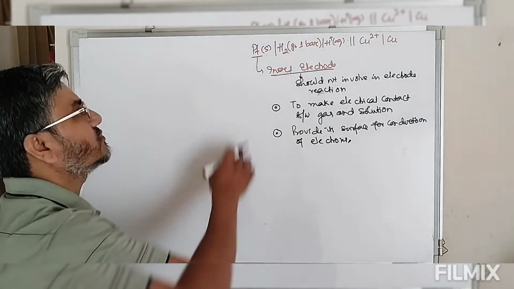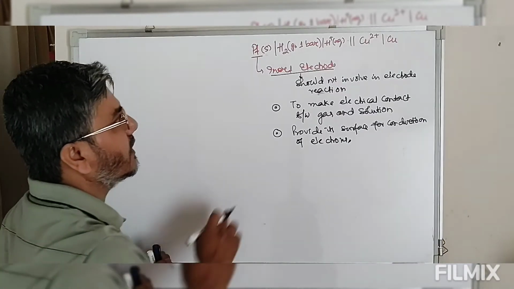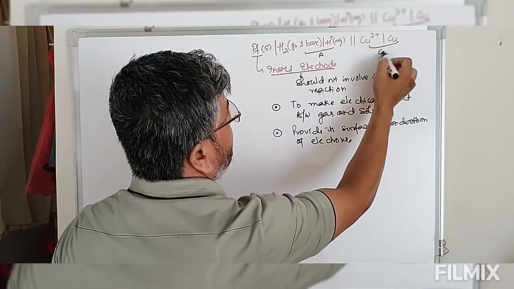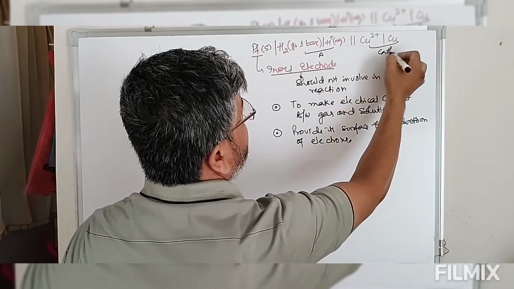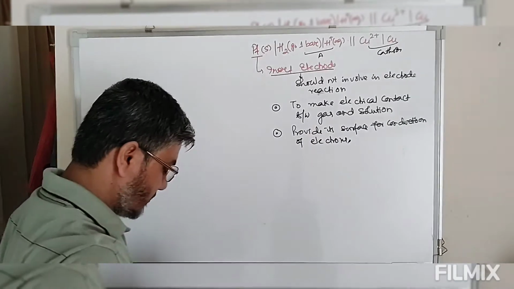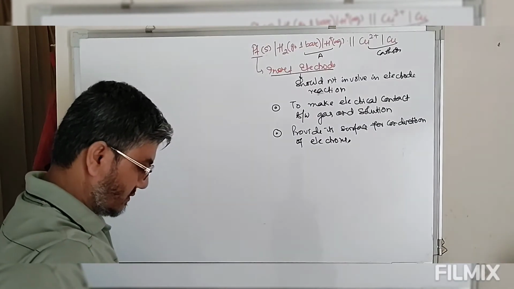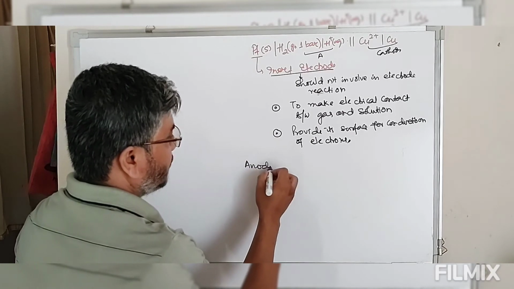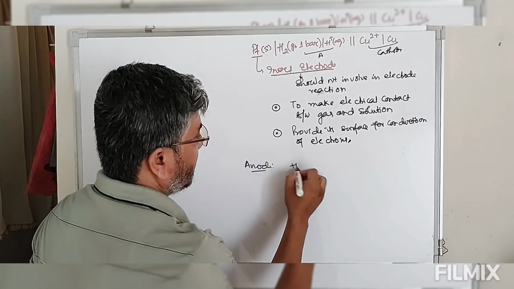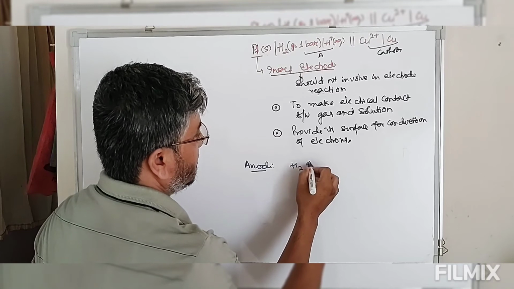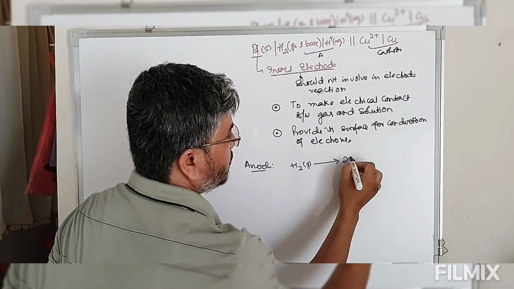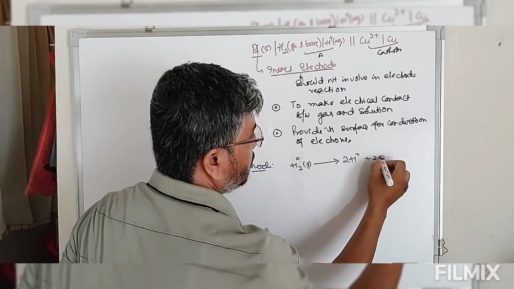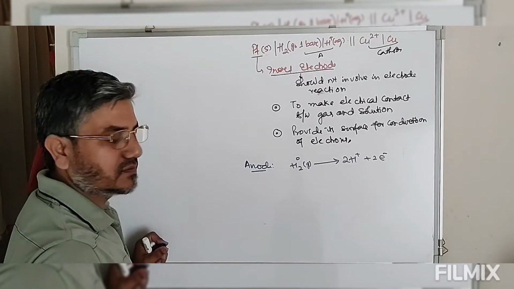So suppose, look at this, we have this. This is where the anode is, this is where the cathode is. First we have to write down the cell reaction. Anode is oxidation, so at the anode, hydrogen gas gives you 2H plus ion, changing from 0 to plus 1, so 2 electrons are released here.